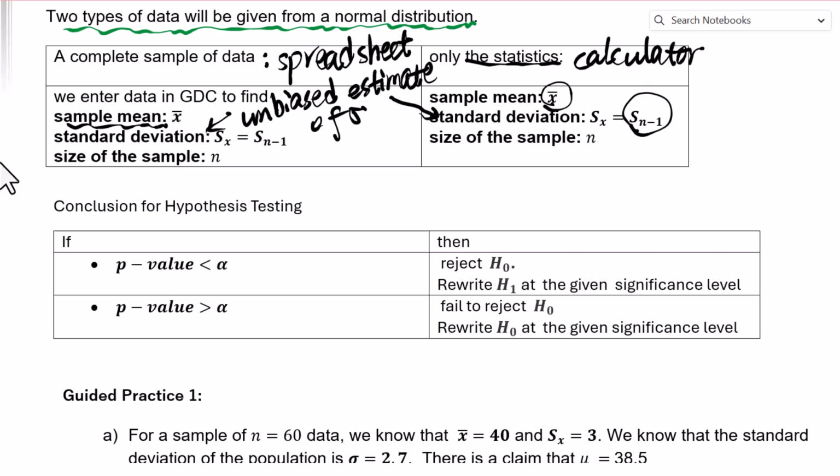Conclusion for hypothesis testing. Use this to remember: Please reject HO. P-value less than significance level, alpha, reject HO. Rewrite H1 at the given significance level. When p-value greater than significance level alpha, fail to reject HO. Rewrite HO at the given significance level.